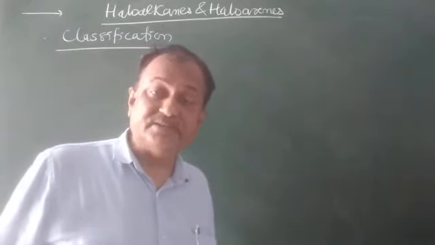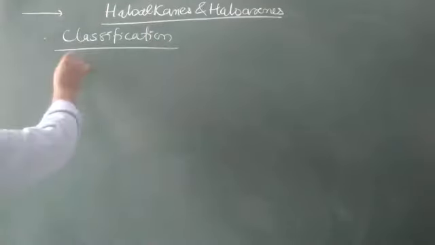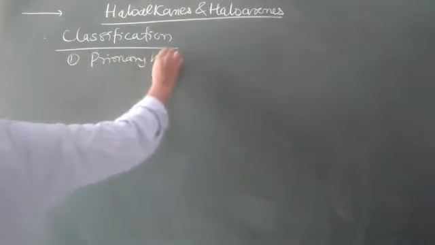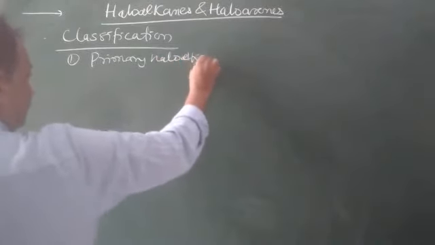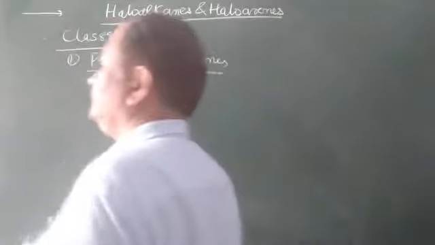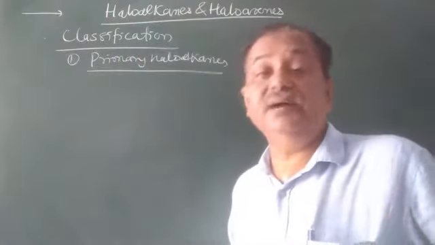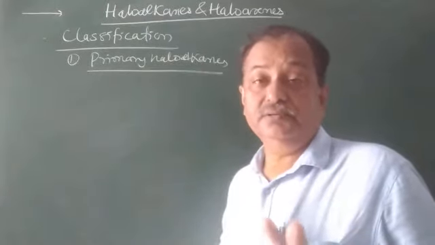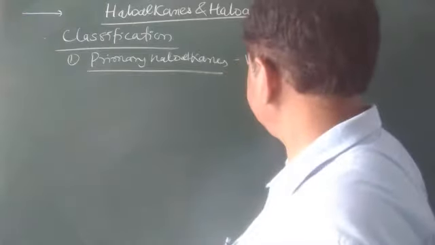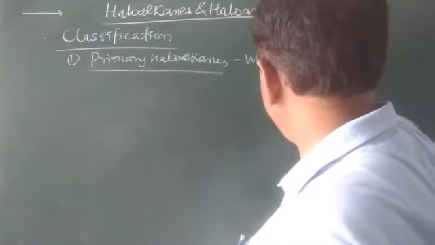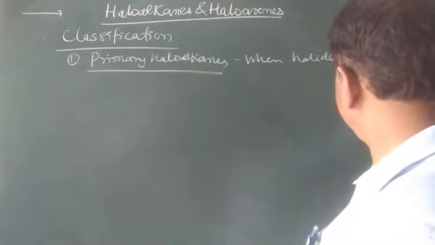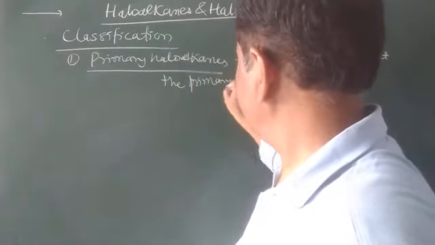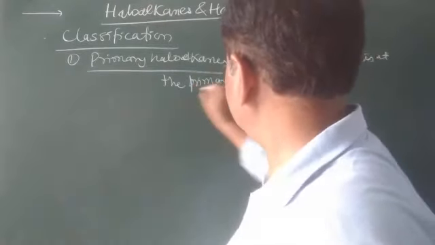Now coming to the classification of haloalkanes. Haloalkanes have been classified into 3 categories. First is primary haloalkanes. These are the haloalkanes in which the primary carbon bears the halogen, or halide ion. So when the halide ion is at the primary carbon atom.